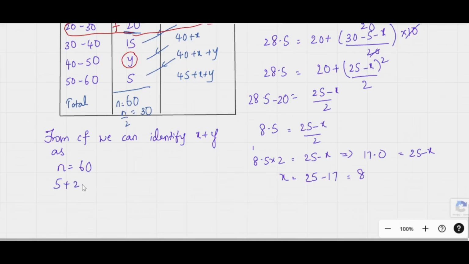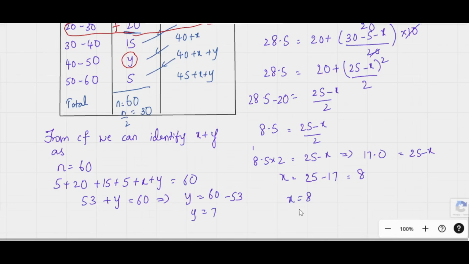All our frequencies are 5 plus 20 plus 15 plus 5 plus x plus y is equals to 60. So total when I add them, I got 53. So 53 plus y is equal to 60. That is equals to y equal to 60 minus 53. That is equals to 7. So we got x value 8 and y value 7. Okay, this is the way how you have to solve the problem.